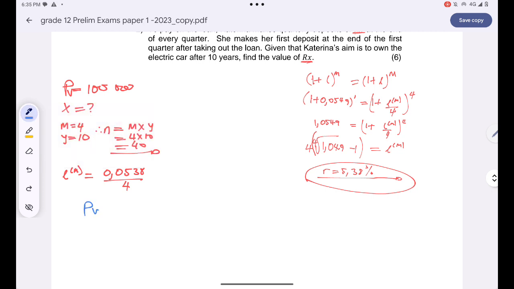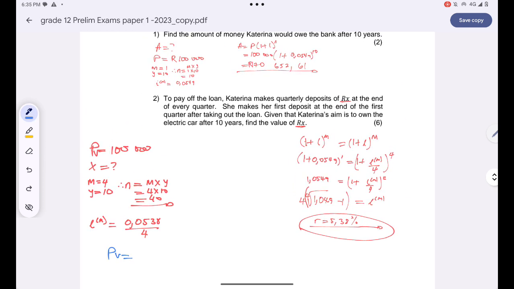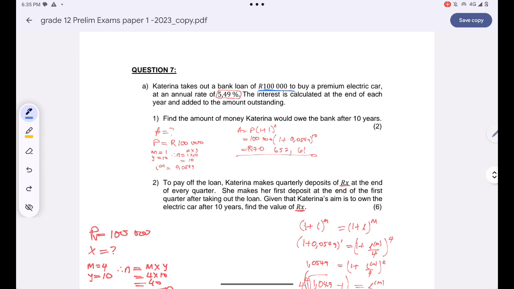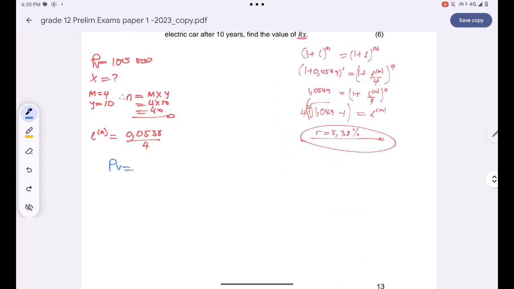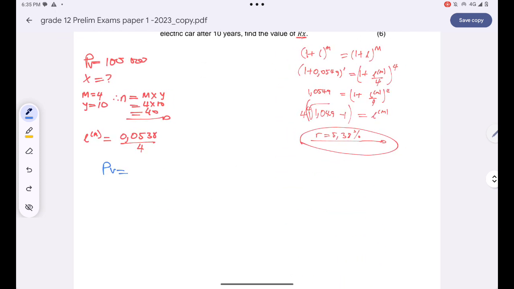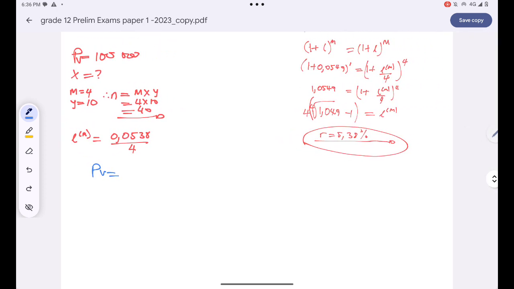Now let's calculate the value of x. I'll simply use the present value, because this amount of money is present right now. The bank is lending Katrina the amount of money right now. Please do not say, because it's a loan, I'm going to use present value. Just follow the money. Because you can be given a loan, and sometimes you might be given the total amount of money that will pay off the loan in future. So you cannot use present value there. Right now this amount of money is present, so I'm going to use the present value formula.